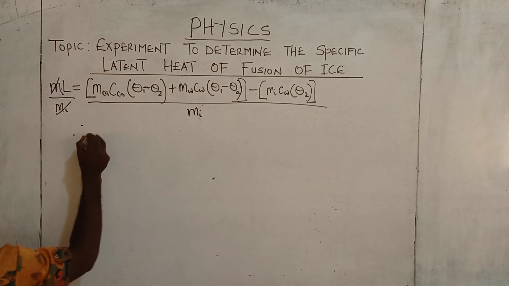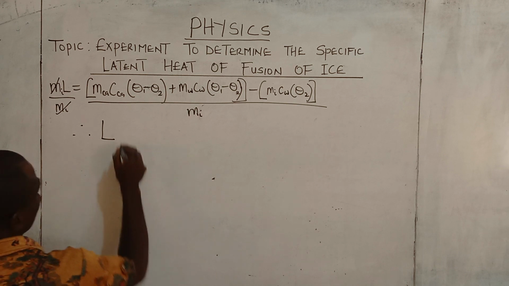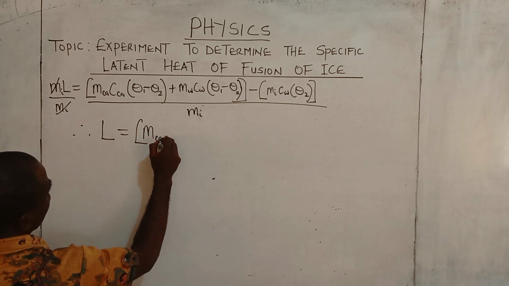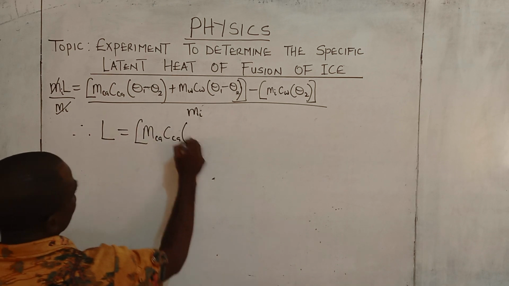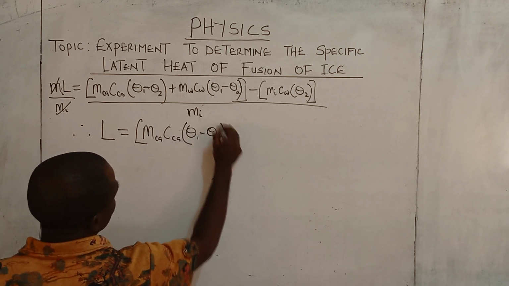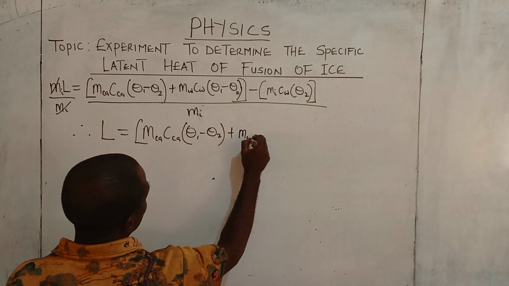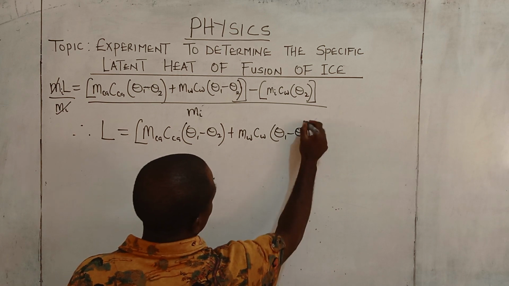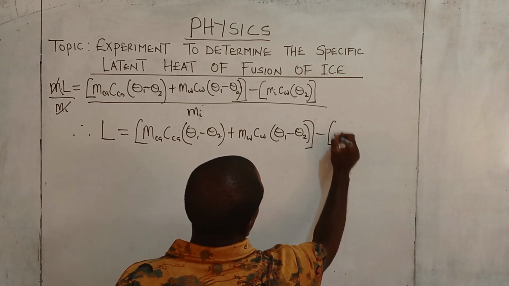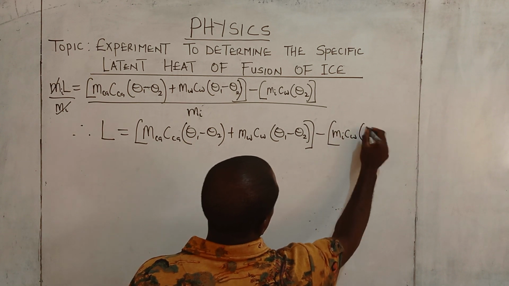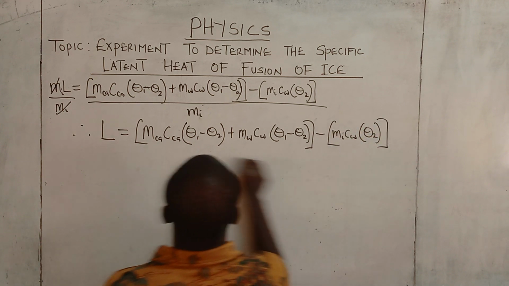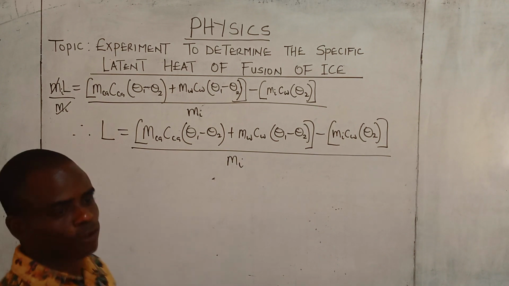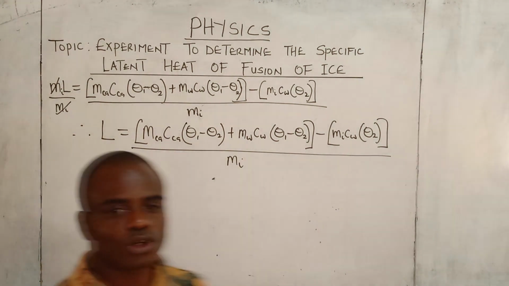Mass of the ice. Therefore, the specific latent heat of fusion of ice, L, equals Mca Cca (theta1 minus theta2) plus Mw Cw (theta1 minus theta2) minus Mi Cw theta2, divided by Mi. This is the formula for the specific latent heat of fusion of ice.